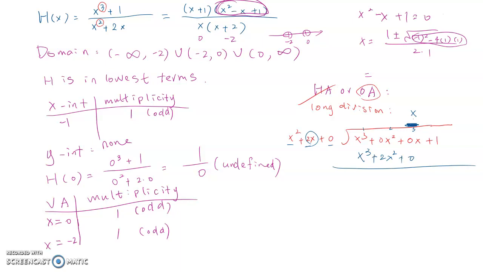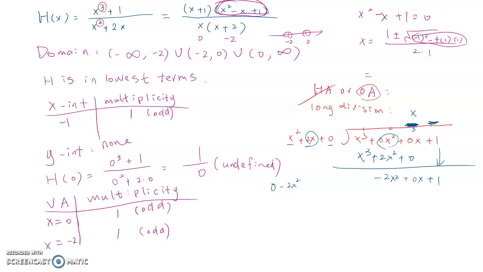Now subtract. X cubed minus x cubed is 0. And 0 minus 2x squared is negative 2x squared. Last term, 0 minus 0 is 0x. Drop the last term. That's a positive 1.